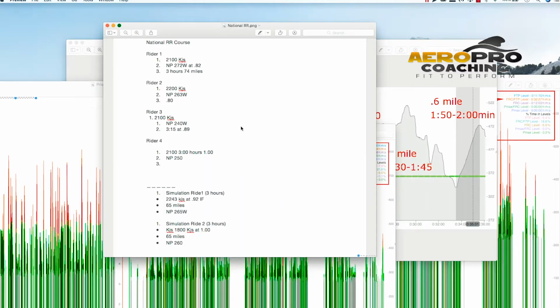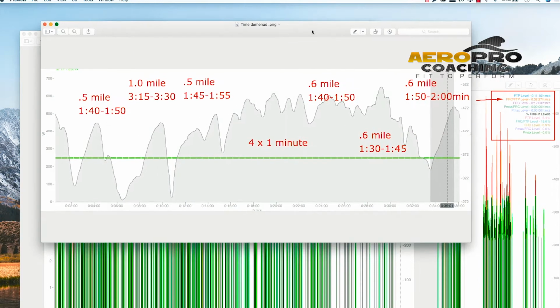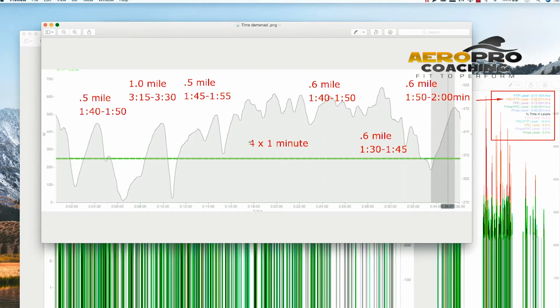Now, at the micro level, what we wanted to do is dig a little deeper. And we dig a little deeper by looking at the race course. And here's the race course. You can see it has 1, 2, 3, 4, 5, 6 bigger climbs per se, or longer duration climbs, ranging anywhere from 1.5 minutes to 3.5 minutes. And then short poppy climbs in the middle, 4 times 1 minute.